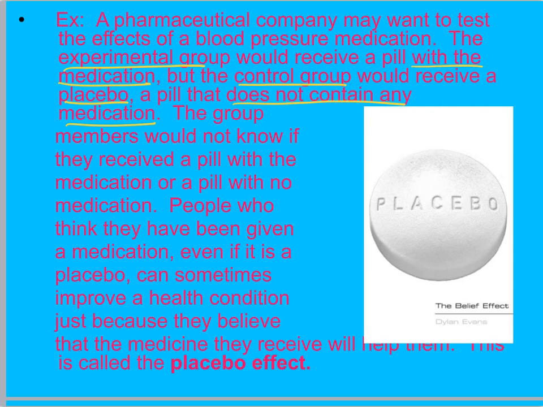So people who think they have been given the medication, even if it is a placebo, can sometimes improve a health condition just because they believe that the medicine they receive will help them. This is called the placebo effect. Okay, so in this case, it's blood pressure. So they've done tests, lots and lots of tests, blood pressure pills, other pills, like maybe a mood stabilizer pill or anxiety medicine or something, lots of different medicines. And they always use a placebo now because they realize the placebo effect.